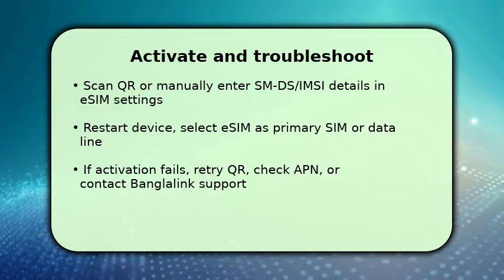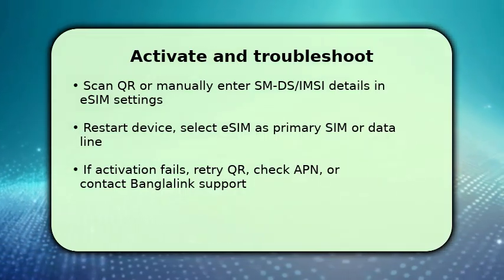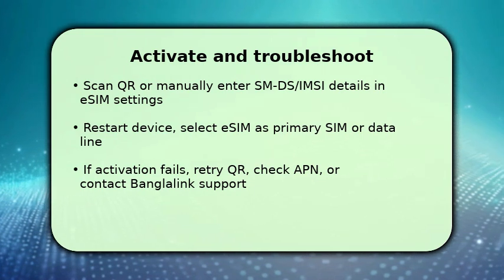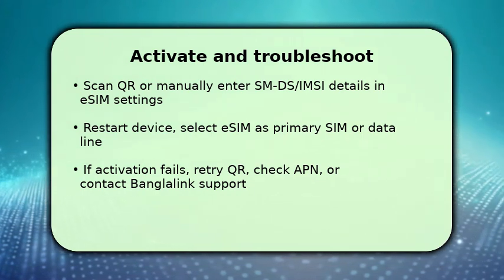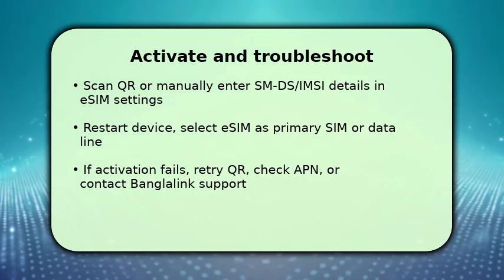If you see no signal, make sure APN settings match Banglalink, retry scanning the QR, and ensure your old SIM is disabled if conflicts occur. If problems persist, contact support with your transaction ID and device model.